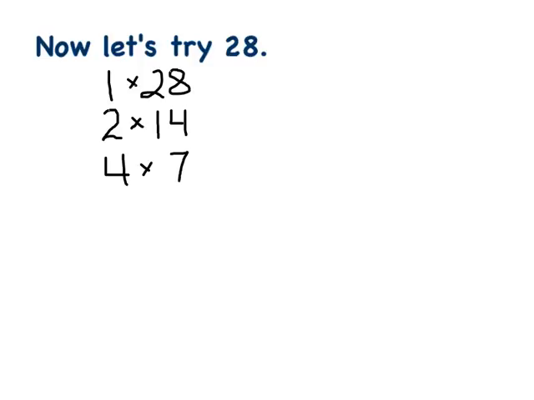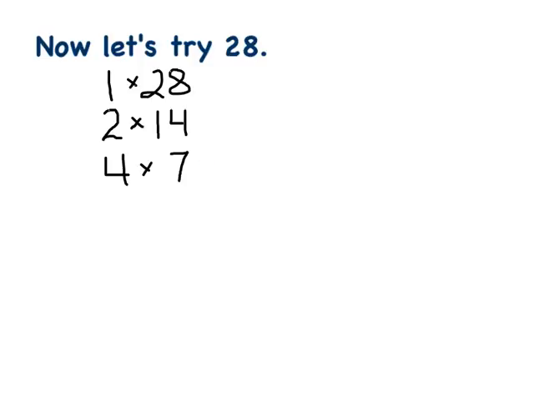Now let's try 28. As we know, we can always start with 1 times 28. And since 28 is an even number, I know that 2 times 14 is 28. 3 will not divide evenly into 28, but 4 will. 4 times 7 is 28. Neither 5 nor 6 is a factor of 28, but 7 is.